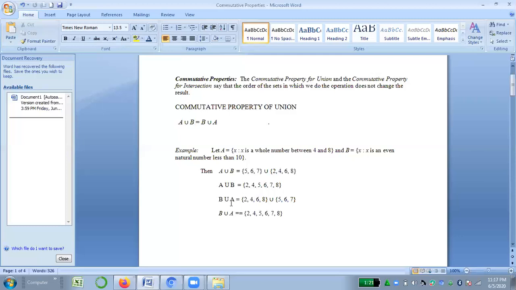Then in the third step, we are proving the right hand side of the commutative property of union, which is B union A. So we have written here B union A. Now we will take the B set first, then take union and then set A. So the union will be same. We have to take all the elements. Then in the fourth step, we got the answer, and this answer is absolutely same as A union B, which means we have verified or proved the commutative property of union.